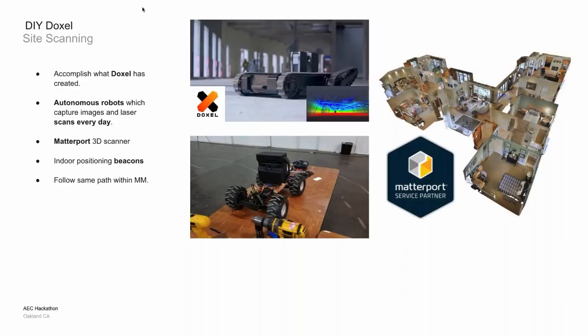So what they did was they had an autonomous vehicle with a Matterport scanner mounted on the top, and they placed beacons from one end to the other end so that the autonomous vehicle could travel down the same path and scan the building every night. And they actually did this pretty successfully. The path was within millimeters of what it really needed to be.